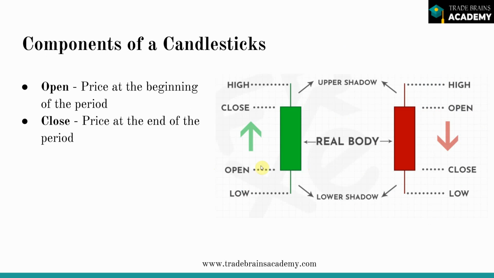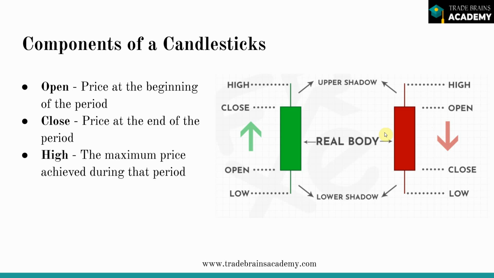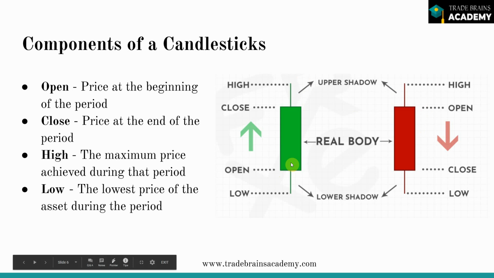For a green candle, the close price is above the open price, and for a red candle, the close price is below the open price. The high is the maximum price achieved. That is the top of the wick in both the red candle and the green candle, the high for the day. Similarly, the low for both the green candle and the red candle is the low for the day.